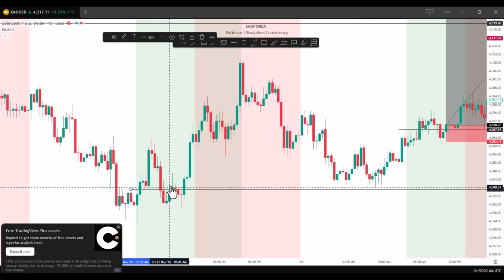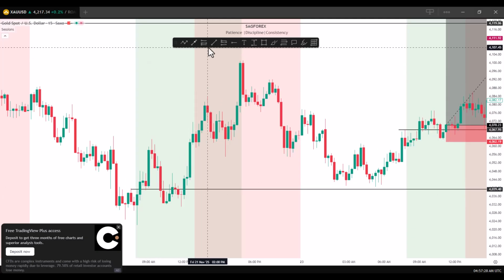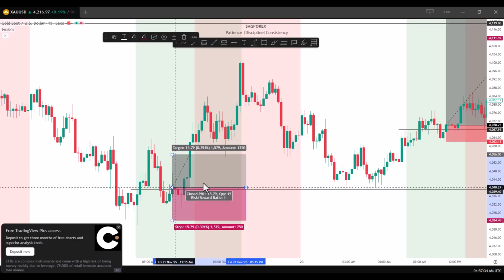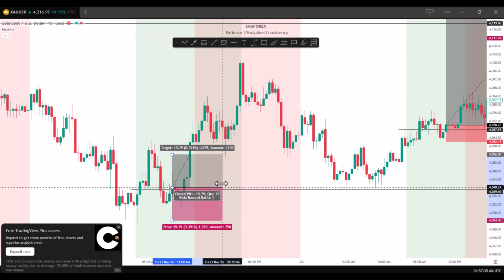We wait for price to break above, then we enter. Now did that happen? Yes, price broke above over here, and that is with the body of the candle, right? So we're going to enter the market right here.